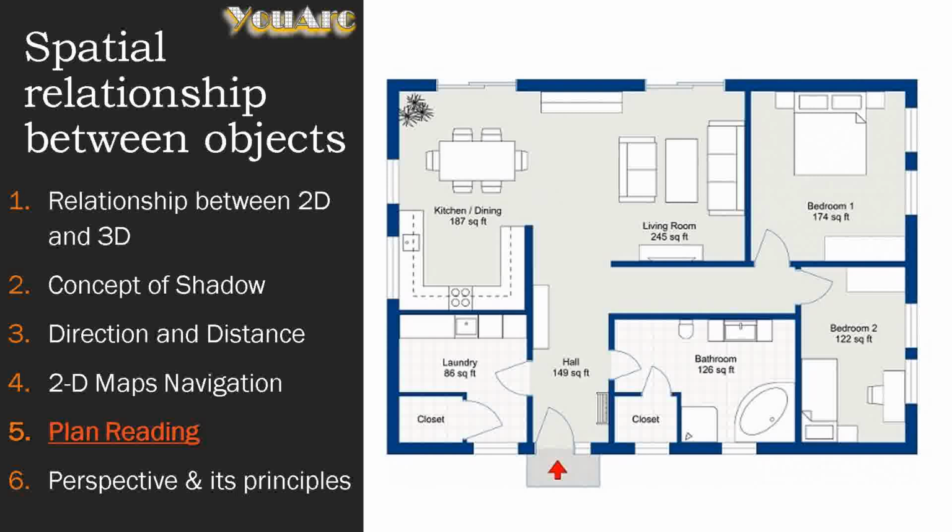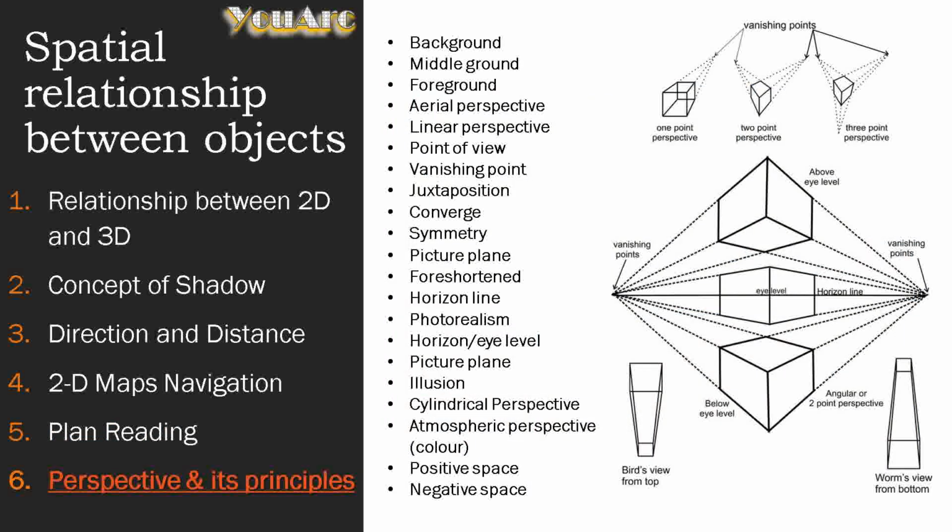Okay, we have come to the last topic of spatial relationship between objects, that is perspective and its principles. I have listed a few terms which are very important and questions can be asked on them. So sit down and take your time. You can take a screenshot of this image as well and understand each term in detail with respect to the drawings. We have worked out a few examples under perspective and principles that will be followed up in the video, and the answers will be given in the end.